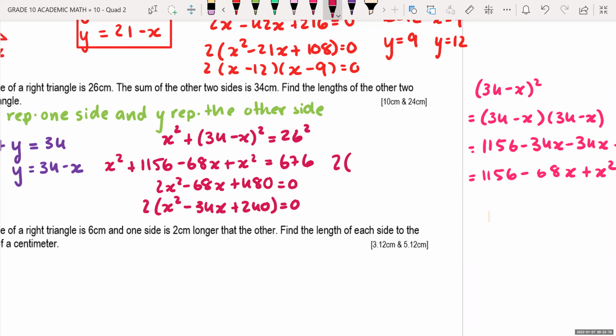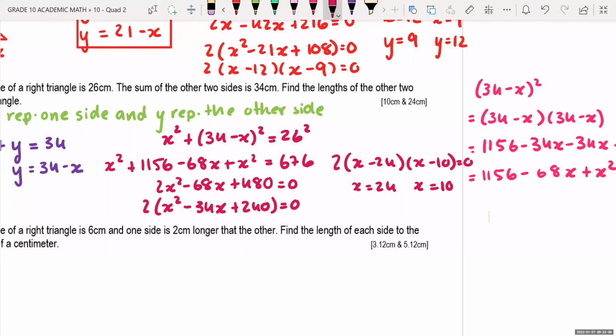Okay, so this ends up being x minus 24 and x minus 10 is equal to 0. So our answer is x is equal to 24 and x is equal to 10.